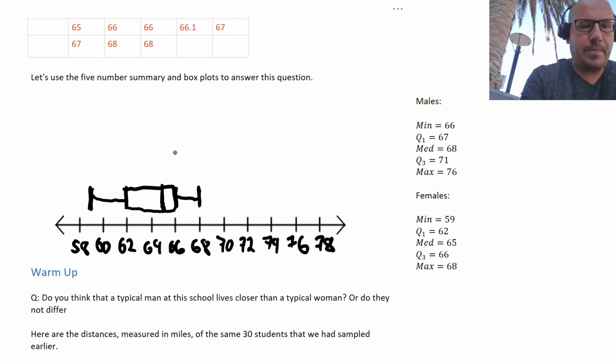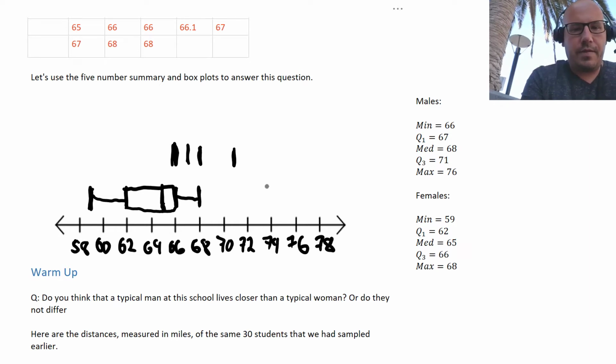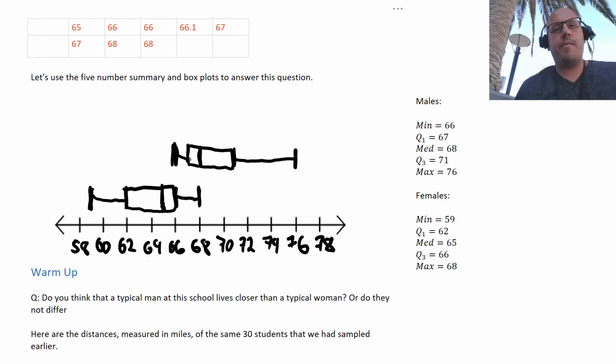And for the men, we're going to start at 66 because that's the minimum. Then 67, 68, 71, and then all the way out to 76. Box up those middle values and draw whiskers out to the edges.